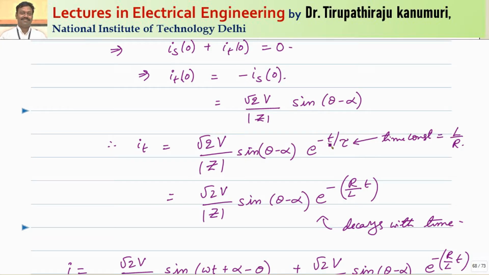At what rate will it decay? That depends on the time constant of the circuit, which is given by L by R, the ratio of L and R. Substituting this time constant here, your equation for the transient current becomes root 2 V by Z into sine of theta minus alpha, e to the power of minus R by L into t.